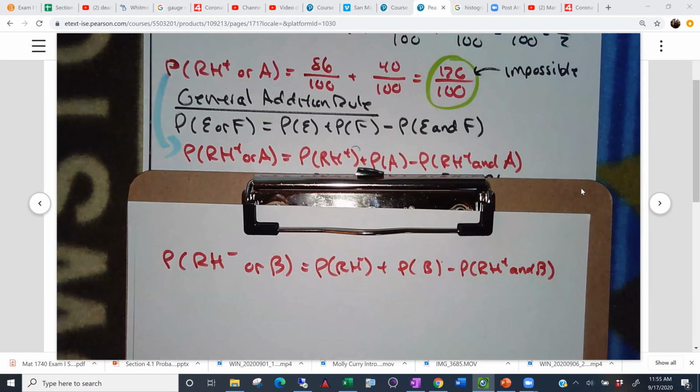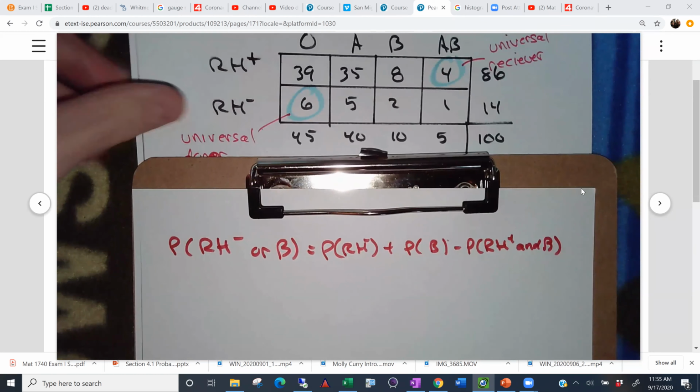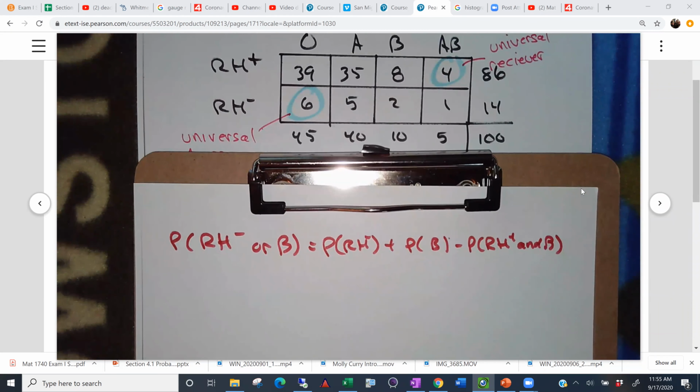All right, so here's another look at that table. See if you can't finish filling in those probabilities.